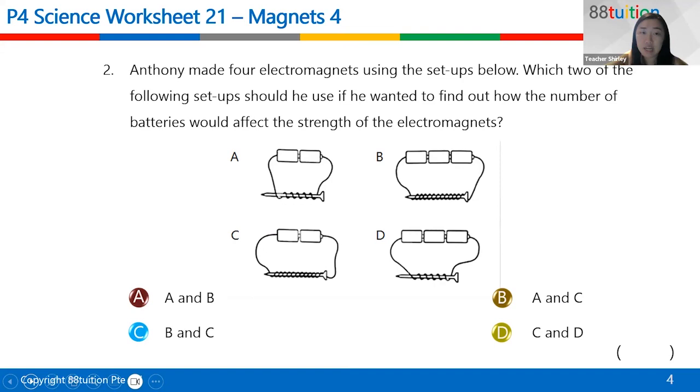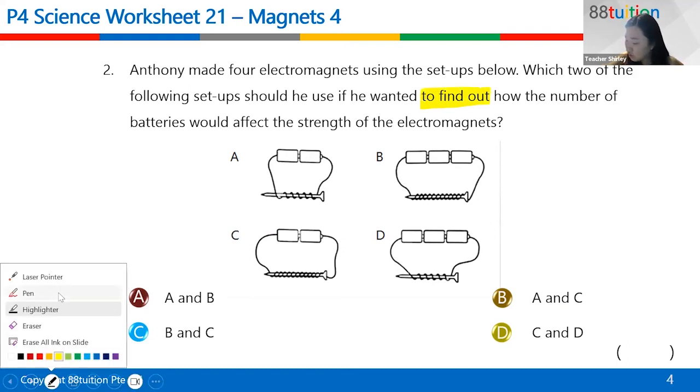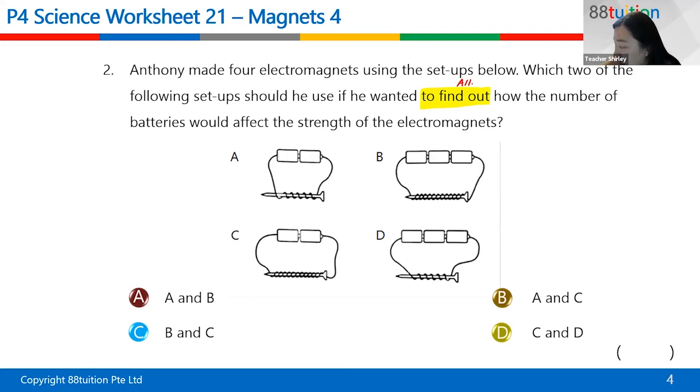Now next question. Anthony made 4 electromagnets using the setup below. Which two of the following setups should he use to find out how the number of batteries would affect the strength? So whenever you see these 3 words, to find out, basically they are telling you the aim of the experiment. The number of batteries affects the strength of the electromagnet.